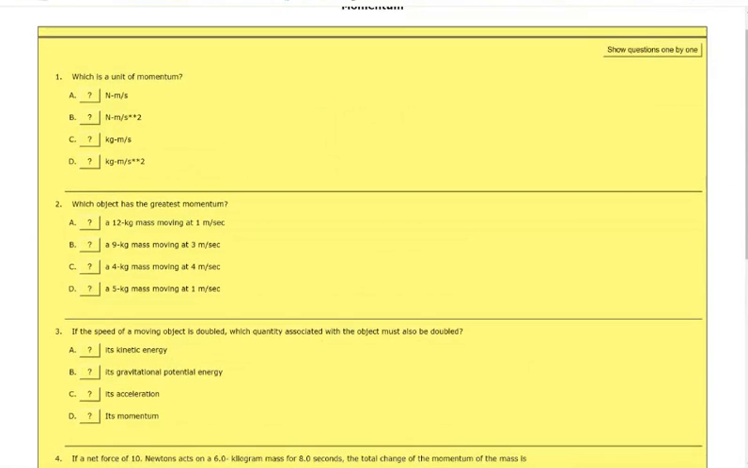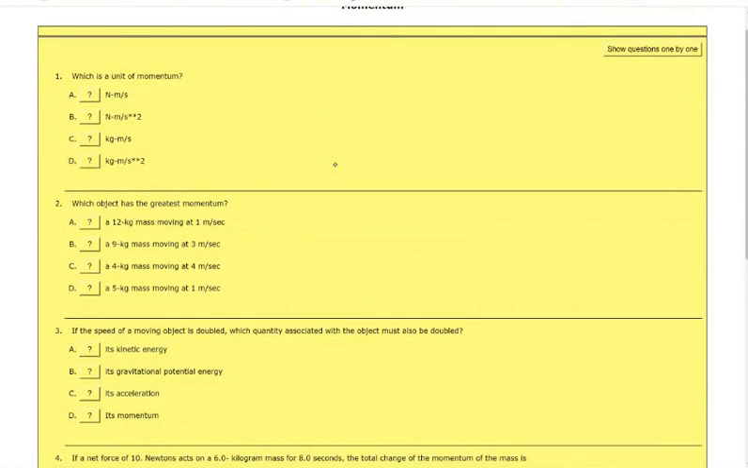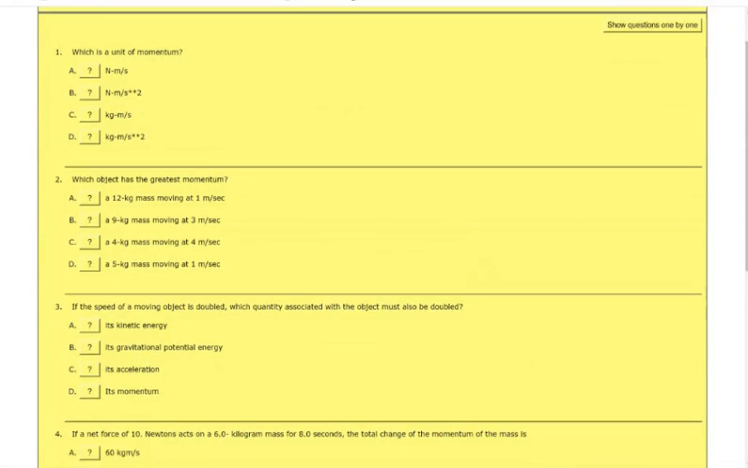So, the unit for momentum, that's m times v. So that's the kilograms times the meters per second.